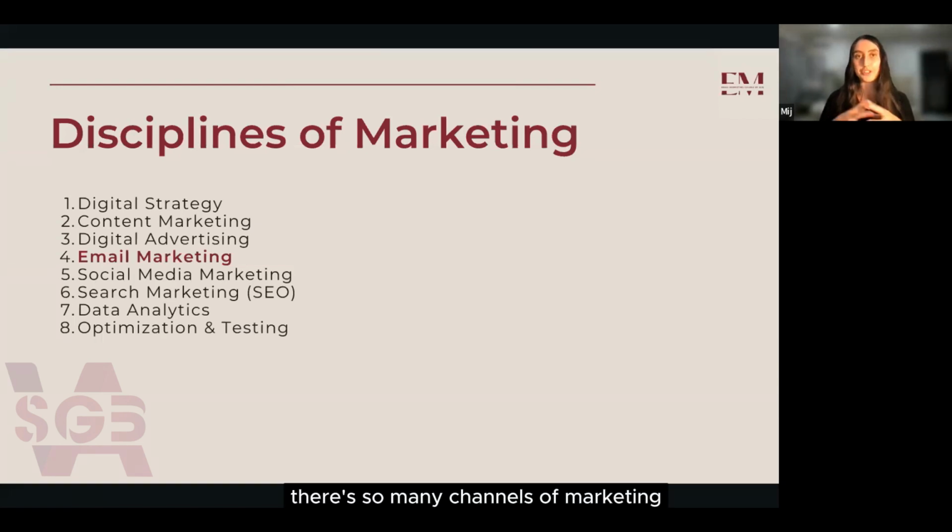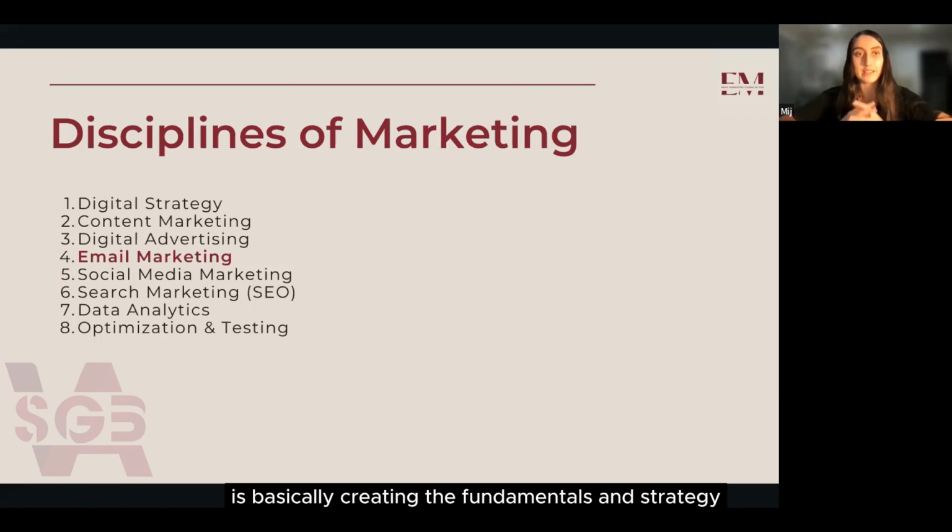There's so many channels of marketing. Marketing is getting really broad. And before we dive into email marketing, I want us to know these 8 pillars of marketing. So the first pillar is digital strategy. It's basically creating the fundamentals and strategy for a brand. The second one is content marketing. It's basically creating the storytelling for the brand.